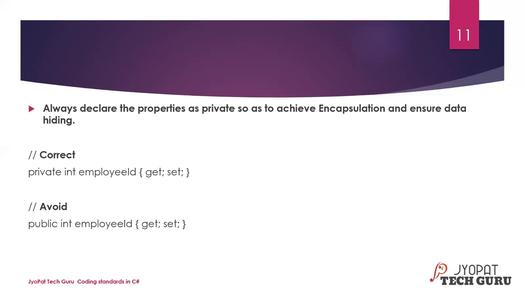Next, always declare the properties as private so as to achieve encapsulation and ensure data hiding. If we give the properties as public, this is not the preferred way. Rather, make them private, which is going to give you encapsulation. Encapsulation is going to bind the data. It makes sure that the data is bound within the particular block of code.